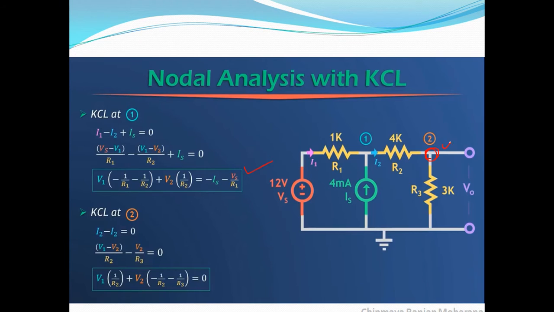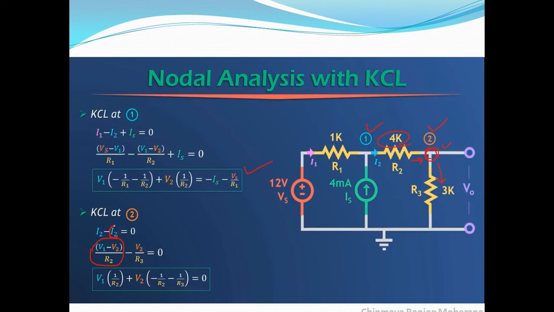Then what is the KCL at node 2? I2 is entering the node 2, and that I2 also leaves from node 2. So I2 minus I2 equals 0 according to KCL. So what is the I2? I2 is defined as V1 minus V2 divided by R2.